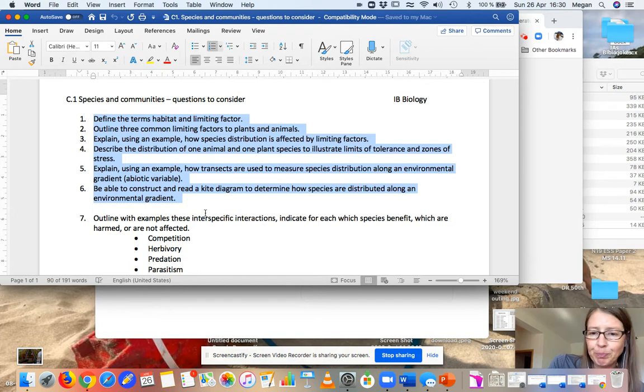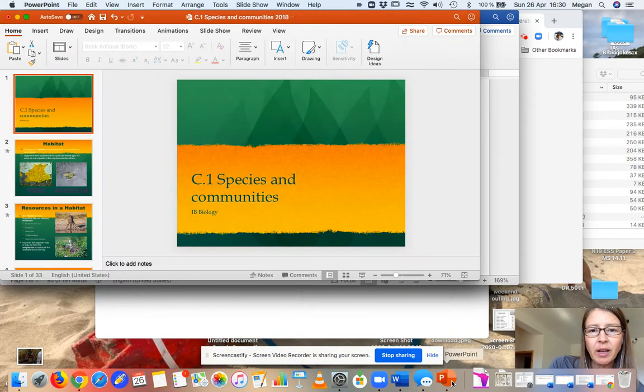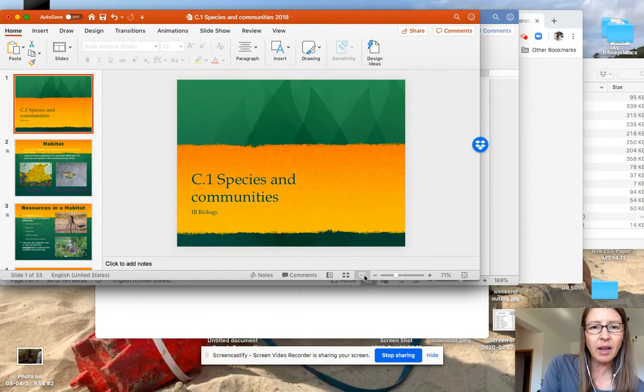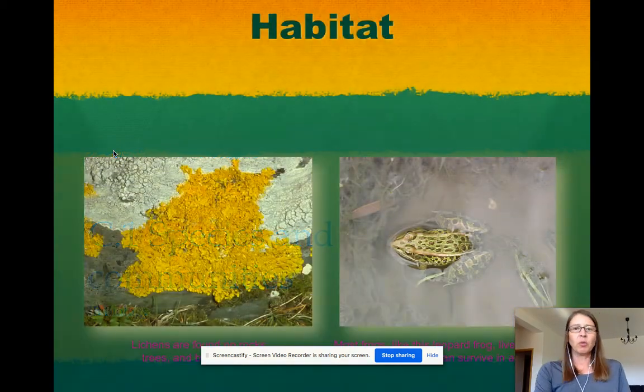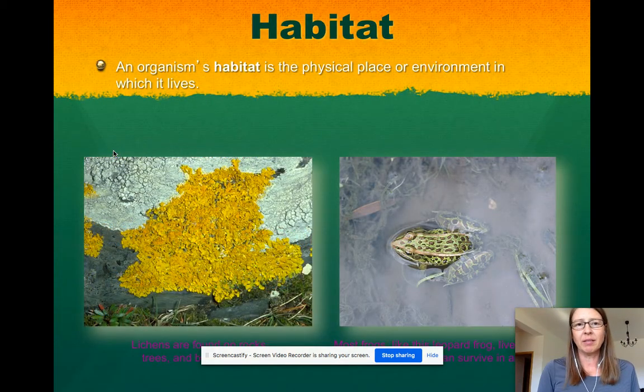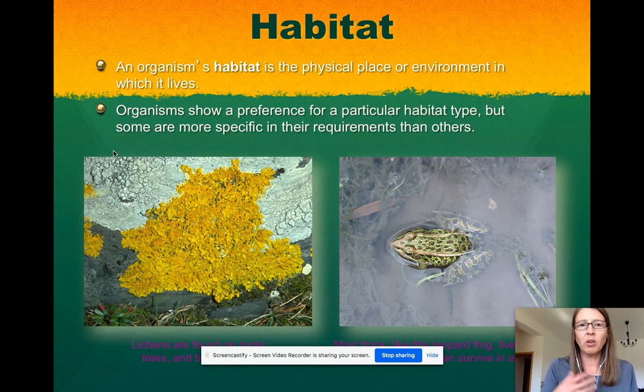Okay, so let's take a look at our PowerPoint. And first, we'll just start with an important definition, habitat. An organism's habitat is the physical place or environment in which it lives. Different organisms have different habitats in which they have evolved to be adapted. So some species are going to be able to live in some areas that other ones might not be able to. So they have different sets of requirements that they need.